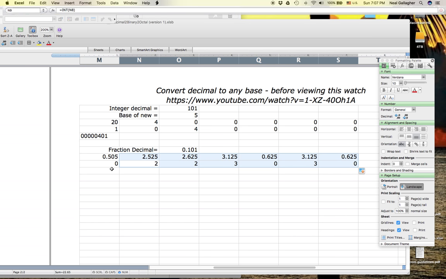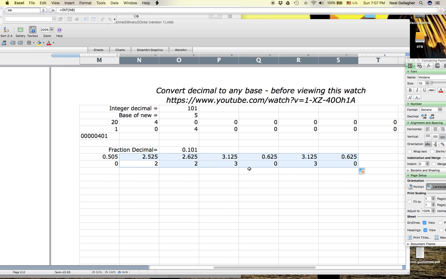Actually, it's not a decimal now because it's base 5. Instead of a decimal point, we call it the radix point. I guess you could call it the base point. So we have 0.0223030 and so on. And potentially, this can go on forever. We could have a number that never terminates.